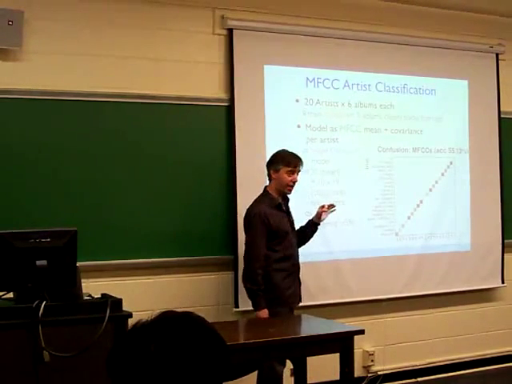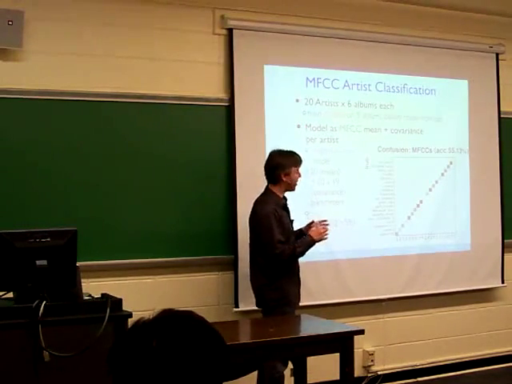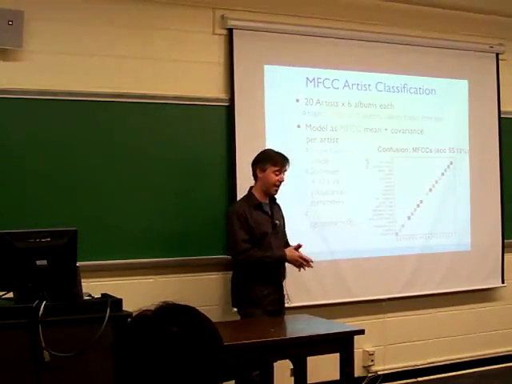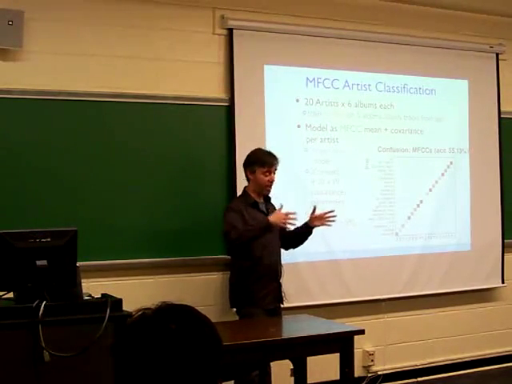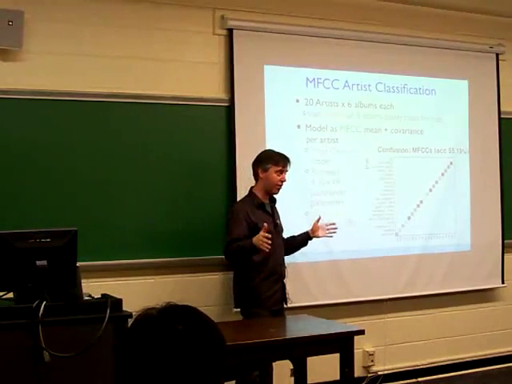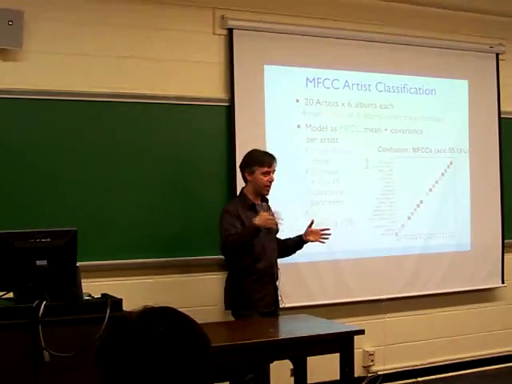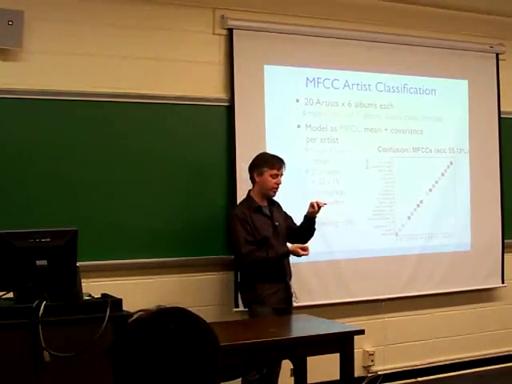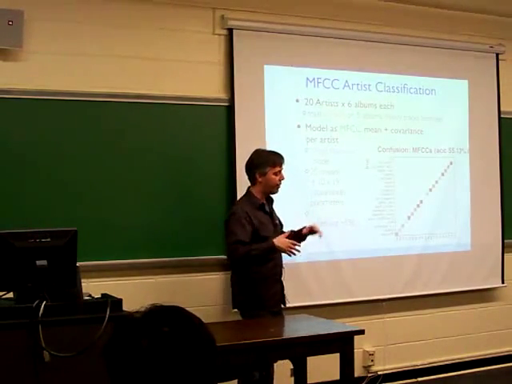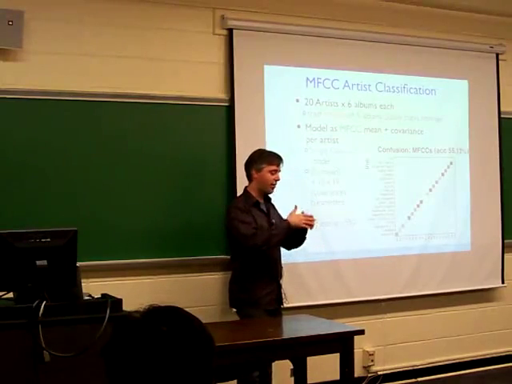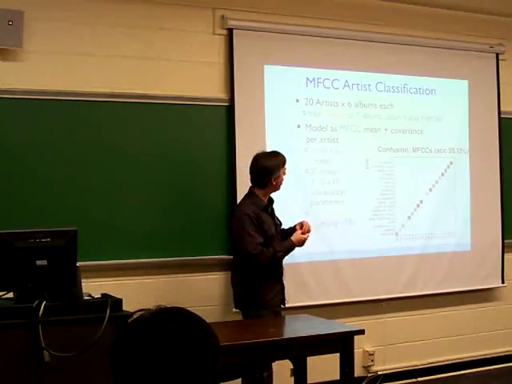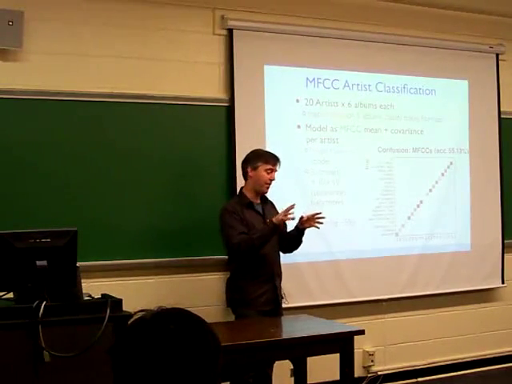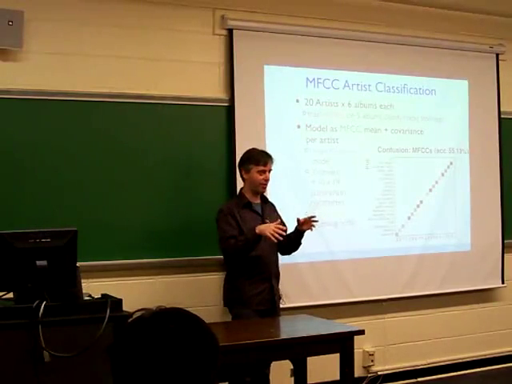The unit of classification is entire tracks. For each track, we calculate the MFCCs just like in the previous slide. If it was a 200-second track, it would be 20,000 individual 10-millisecond frames with a 20-dimensional MFCC feature vector for each frame. We take those 20,000 20-dimensional vectors and calculate their mean and their covariance, a 20 by 20 covariance matrix.